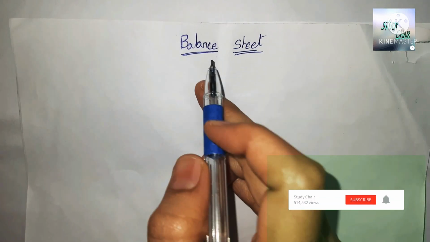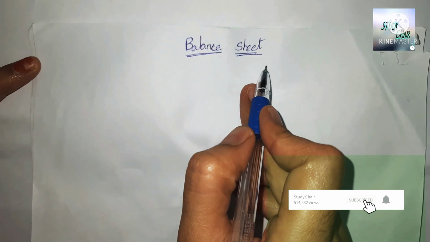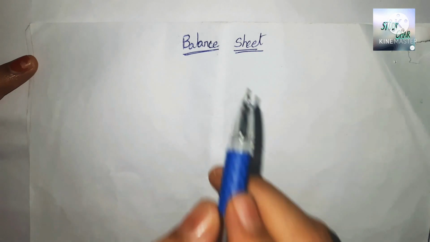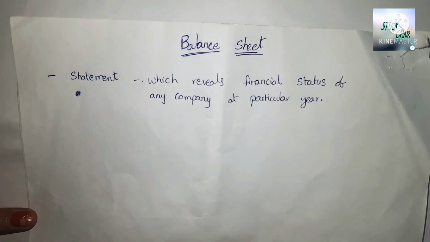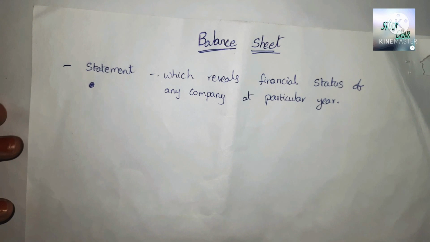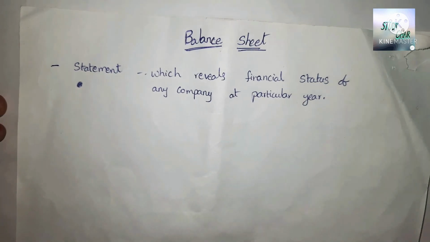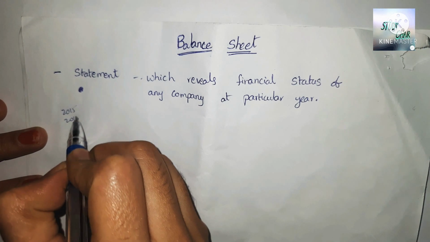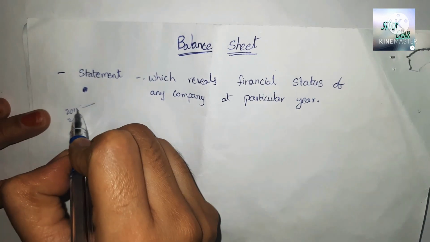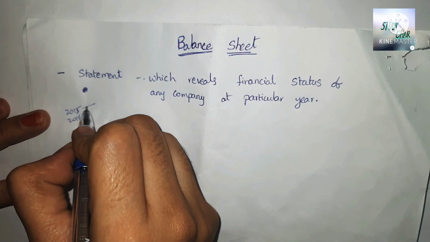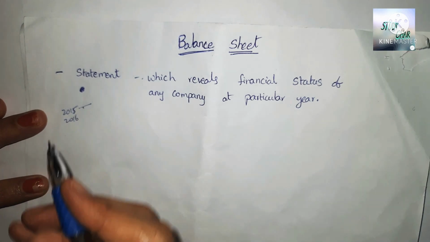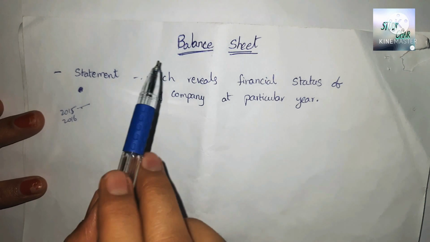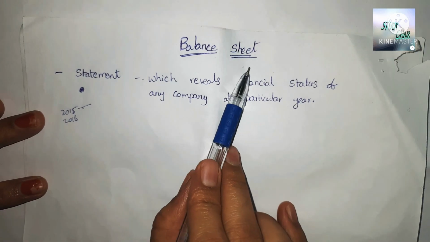Balance sheet. It is a very important statement which reveals the financial status of any company. That means at any particular year, for example, 2015 or 2016, whether that company is in loss or in profit, what is the financial status of that company, we can tell by seeing the balance sheet.